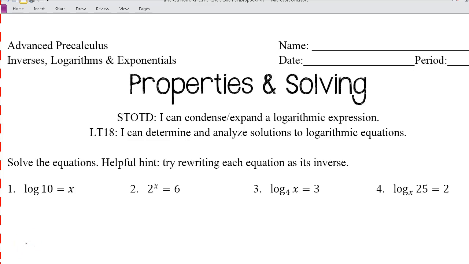This is Mr. Martin. This is a video for Unit 1 where we've been talking about inverses, logarithms, and exponentials. And in this video we're going to be talking about properties and solving.